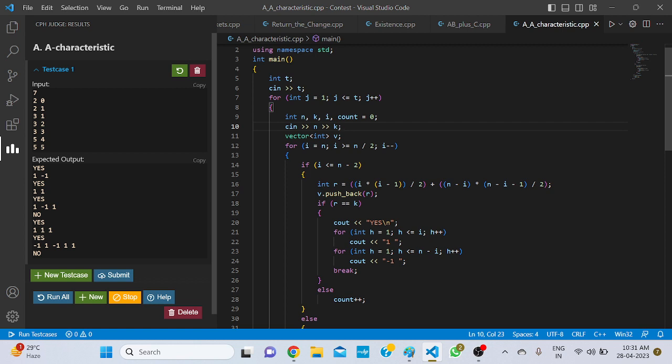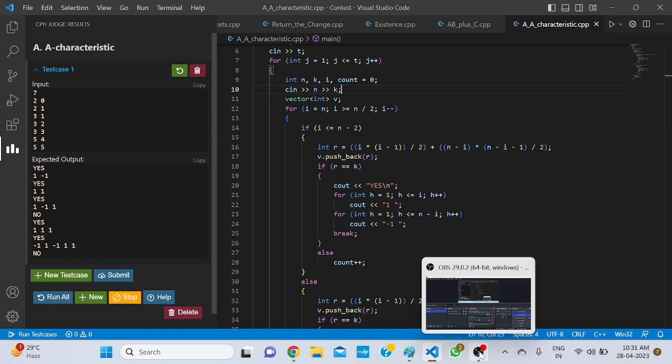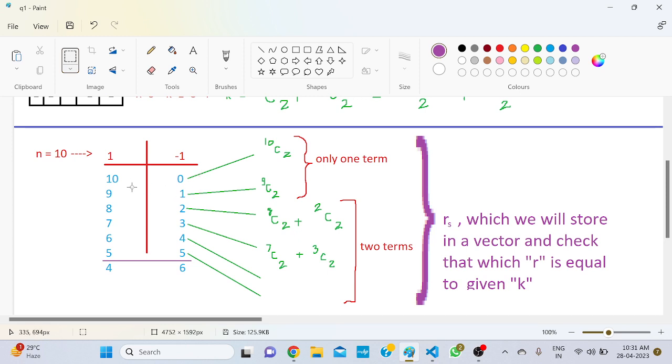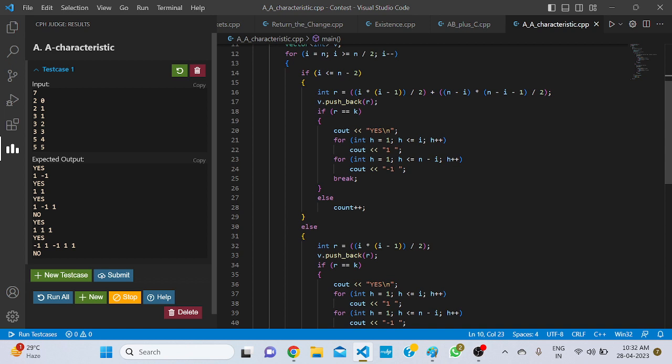But if our i is greater than n minus 2, meaning we have to take these first two terms. Here n is 10 and 9, which is greater than n minus 2. n minus 2 is our 8, and 9 and 10 are greater than 8. So for this there is only one term, that is iC2. So we have written here r equal to iC2, which is equal to i into i minus 1 by 2. Now again we will store this r in the vector.